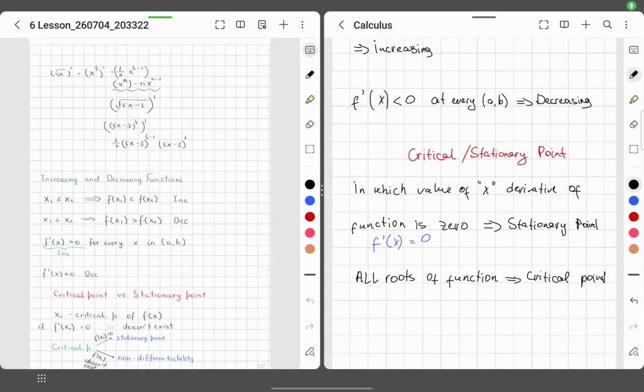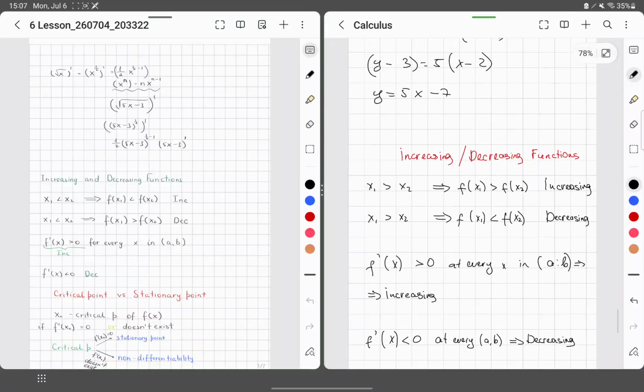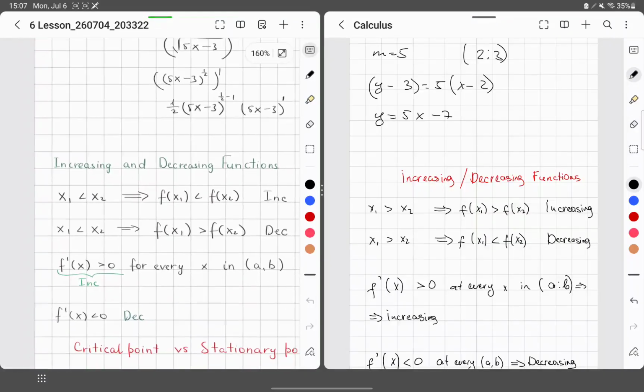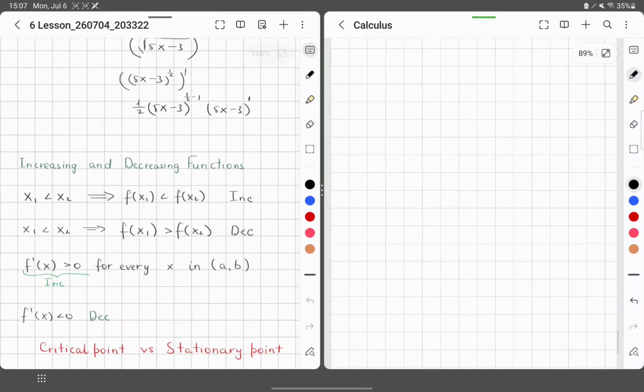Hey guys, I'm trying to learn increasing and decreasing functions, critical points versus stationary points, and so on. I've been taking some notes, but now I'm recording this video. So basically, what are increasing and decreasing functions?